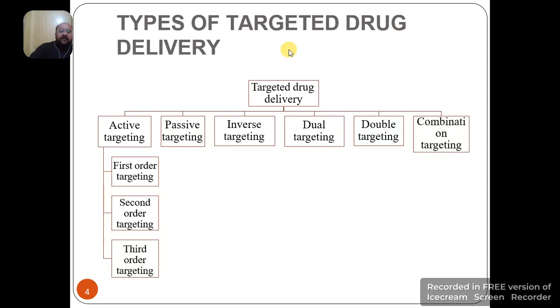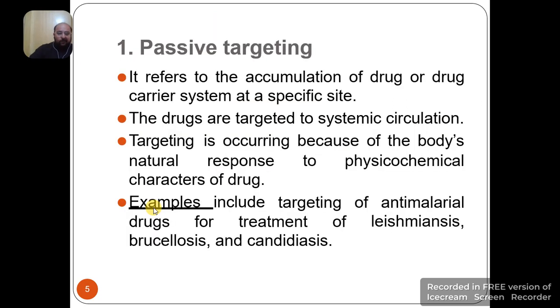Look at the types of targeted drug delivery system. In targeted drug delivery system, you can see one is the active targeted drug delivery system, passive drug delivery system, inverse drug delivery system, double targeting, and combination targeting. And the active targeting, it is classified into categories: first order targeting, second order and third order targeting.